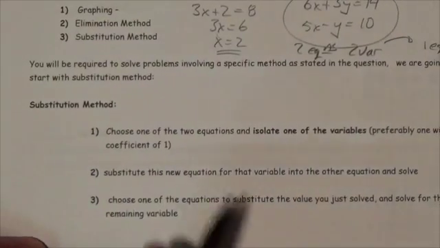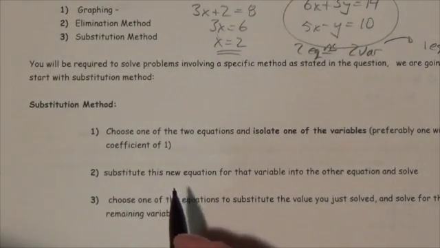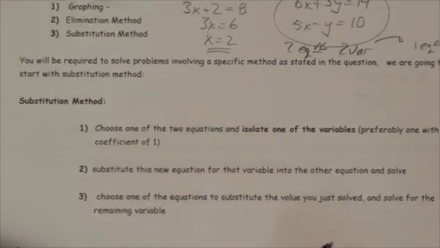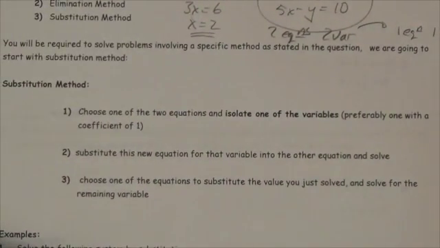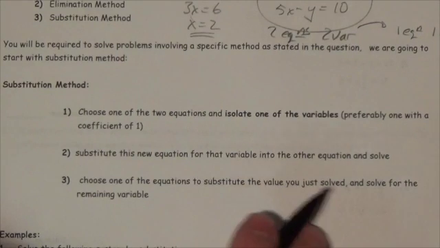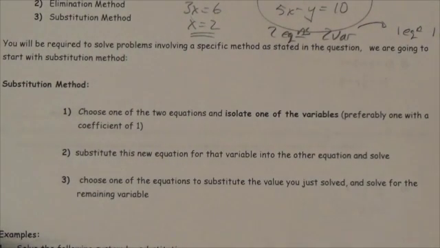Now, with substitution, what we do is this. You're going to choose one of the two equations that you're given and isolate one of the variables, preferably the one with a coefficient of 1. Basically, you want to be lazy. You want to take the easiest way out. Then we're going to substitute this new equation for that variable into the other equation. Now, that maybe doesn't make a whole lot of sense to you, so I'm going to set this up so maybe it makes a little bit more sense.